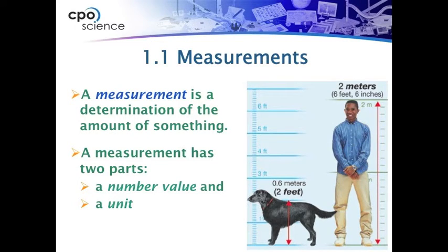On the right you can see a boy, and to his right or left is a dog. Notice the red arrows. You can see that the dog has a height, while measuring up to his back, of 2 feet. That's the measurement. The number value is 2, and the unit is feet, while the boy has a height of 2 meters. Number value 2, unit of meters.